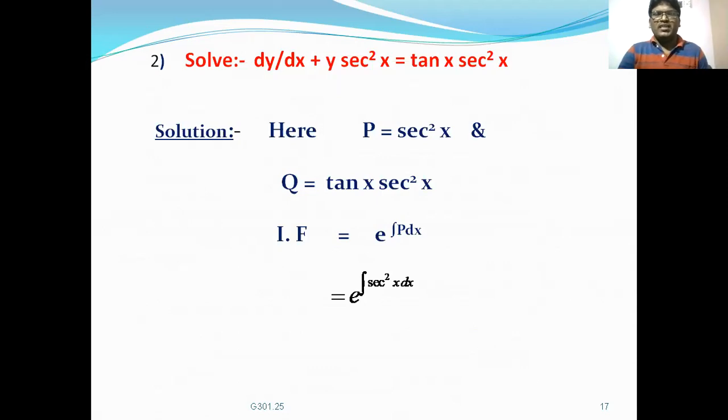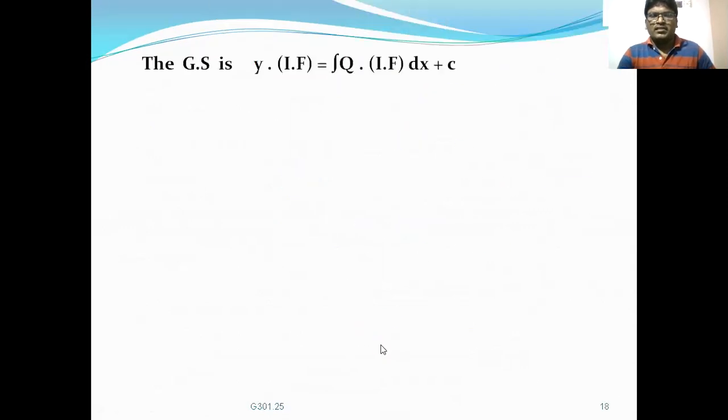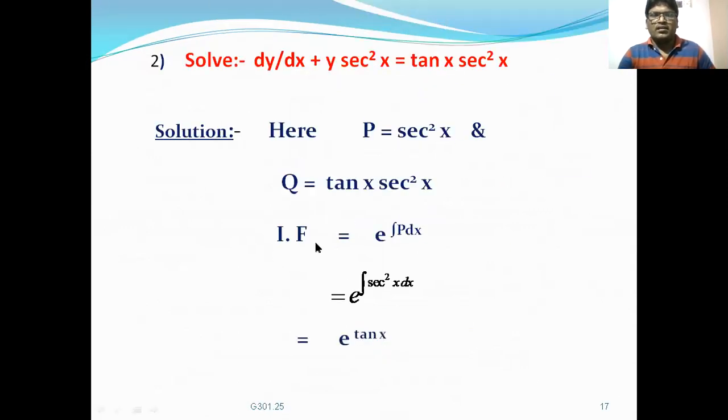Now the integration factor formula is e power integration of p dx. From the given terms you substitute the p value. The integration of secant square x is tan x, so you get e power tan x. E power tan x is the integration factor of the above differential equation. Now we have to multiply this equation by it, and it becomes an exact differential equation. Then you get the general solution.